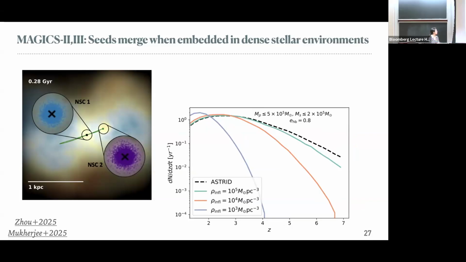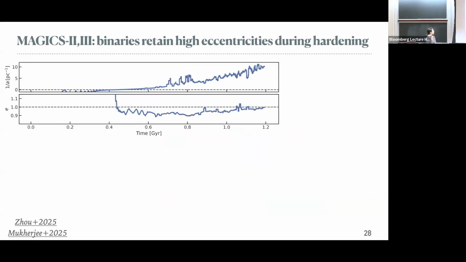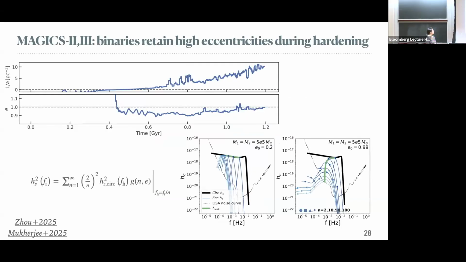Yeah, so this is basically taking the result that we had before and trying to make a prediction of how many mergers you would expect with different densities in the center, like different cluster environments. And basically if you don't have any high density material around the black hole, then it's very unlikely that we'll see any of these mergers. Maybe I'll skip this for the sake of time.